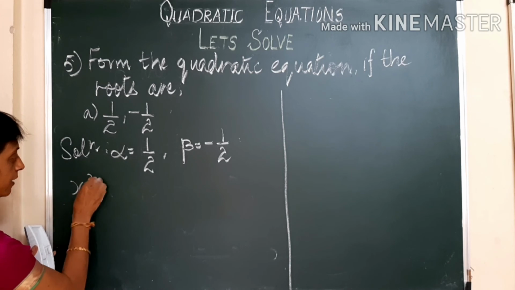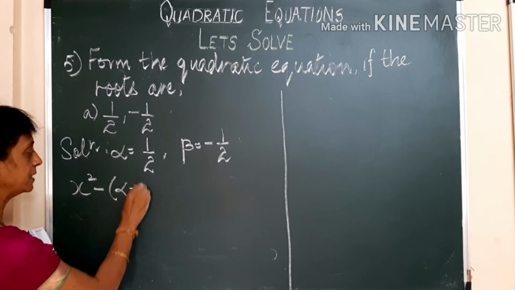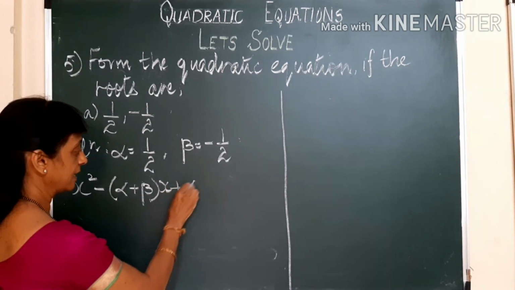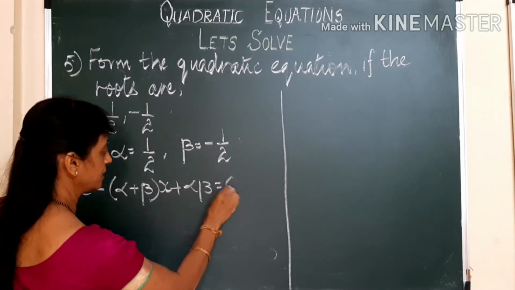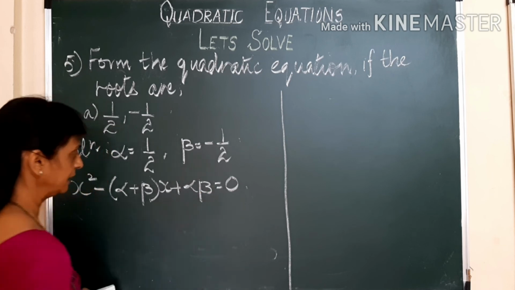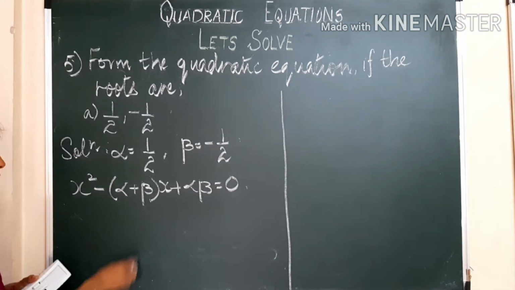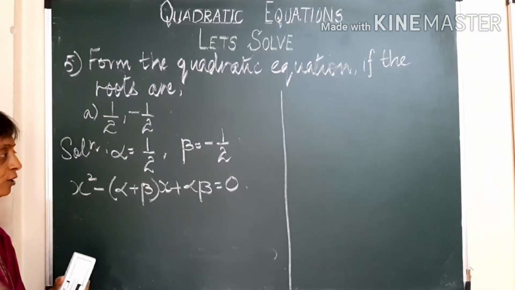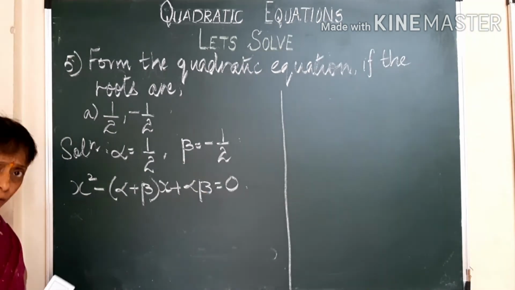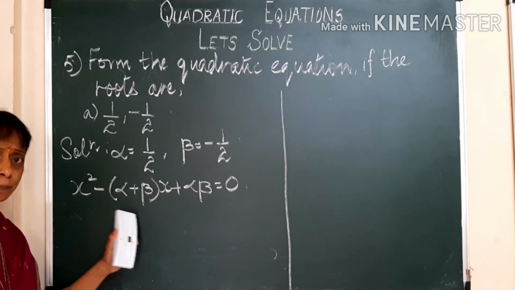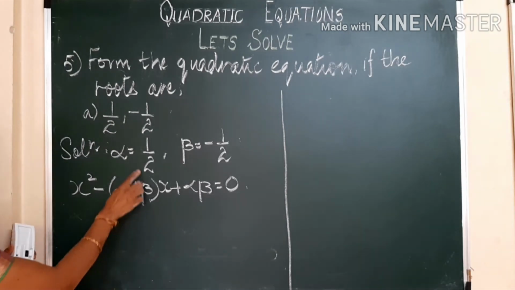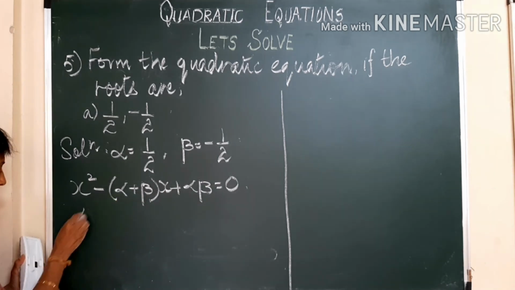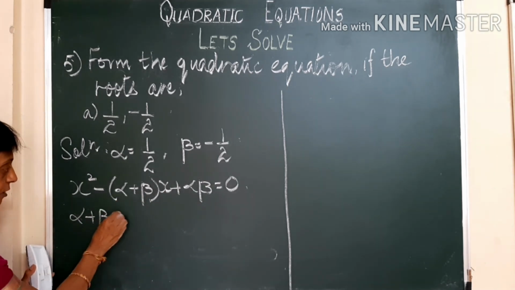It is x squared minus (alpha plus beta) into x plus alpha beta, which is equal to 0. That means we have to somehow find out the value of alpha plus beta and the value of alpha into beta. Do we know the values where we can substitute and get an answer? Definitely. We know alpha is half, beta is minus half. So first let's find out alpha plus beta.